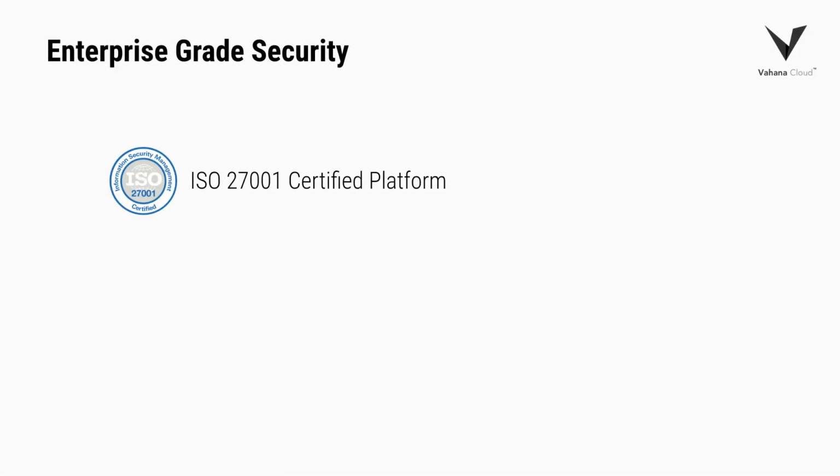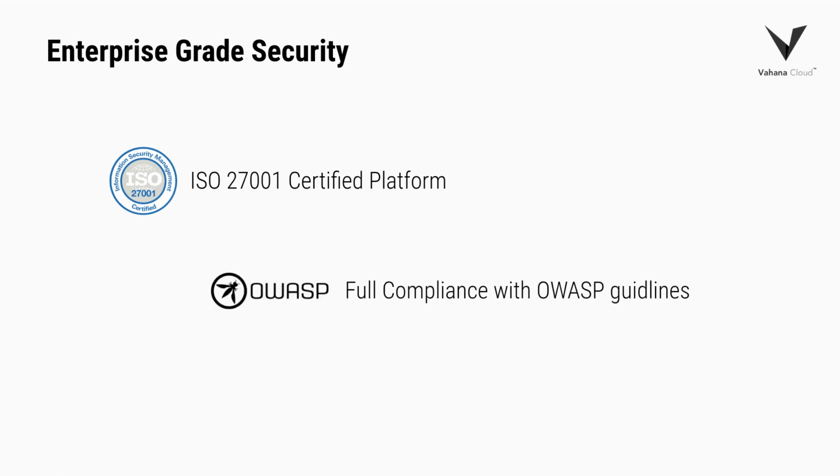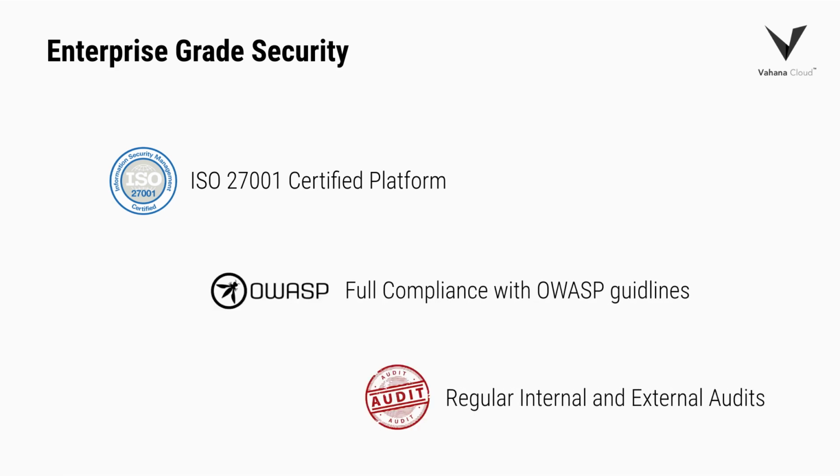Vahana platform is ISO 27001 certified for information security management and follows the full stack of the OWASP guidelines. On top of this, the platform goes through regular audits by both internal stakeholders as well as external agencies for possible security risks. This ensures that all applications developed on Vahana platform are free from any security risks, even without any specific measures during application development.